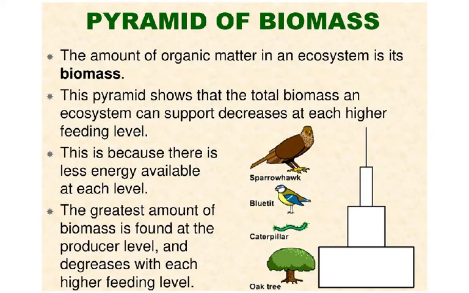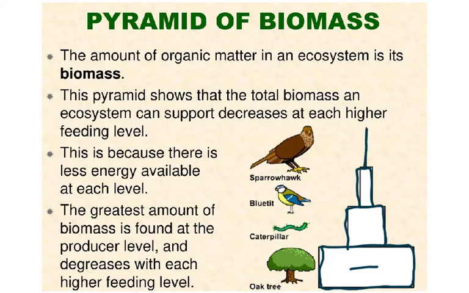Now, coming to a pyramid of biomass. You can see a pyramid of biomass will always have a very large base. It's actually a horizontal bar diagram. So here you have the mass of the oak tree. So this whole bar represents the mass of the oak tree. Whatever the number of caterpillars are, this is the total mass of the caterpillars. Maybe there are 1,000 caterpillars. Maybe there are 50 birds. So this is the total mass of the birds. And this is the total mass of one sparrowhawk.